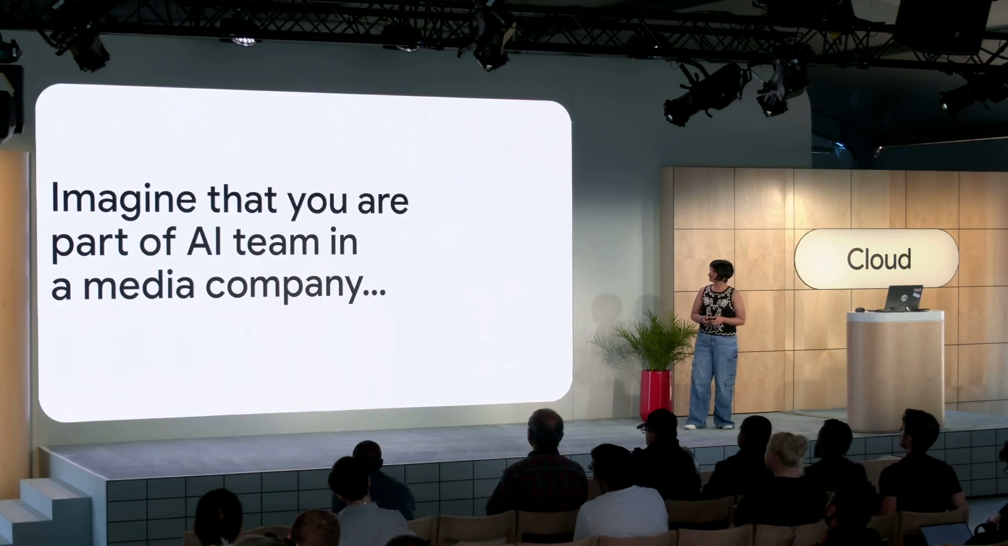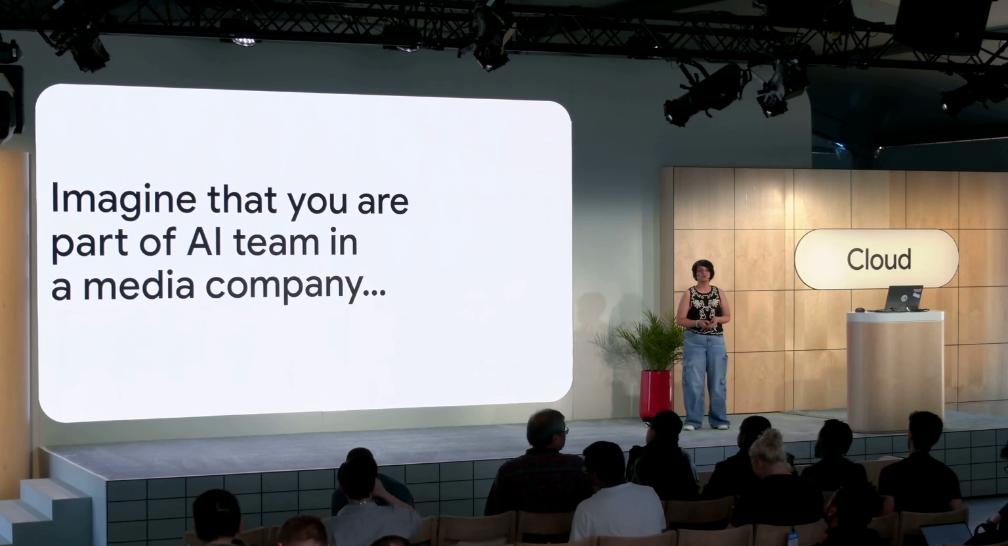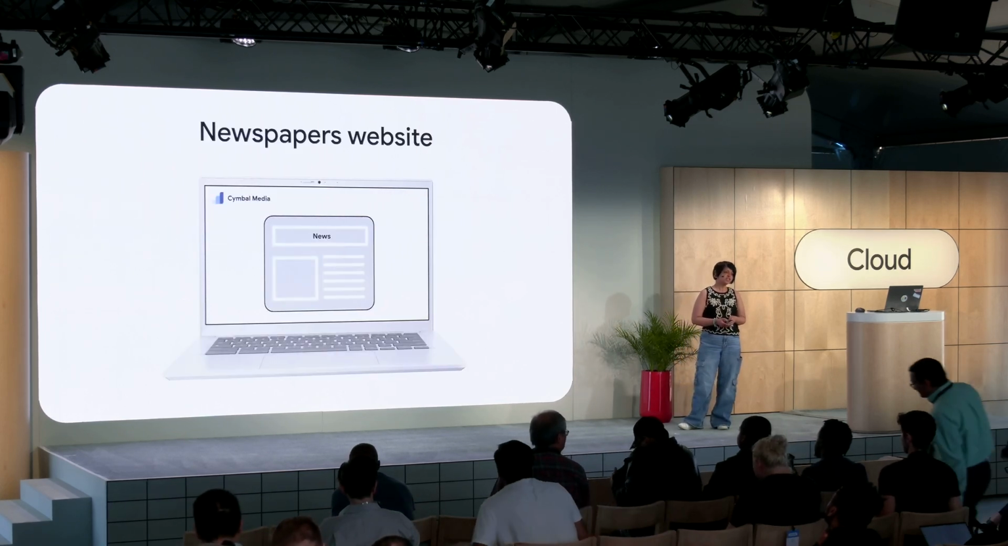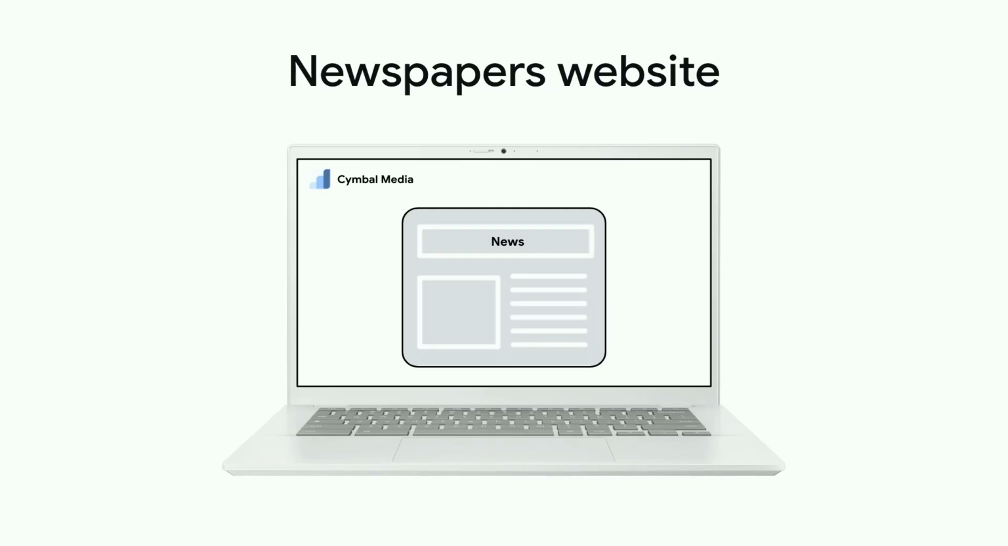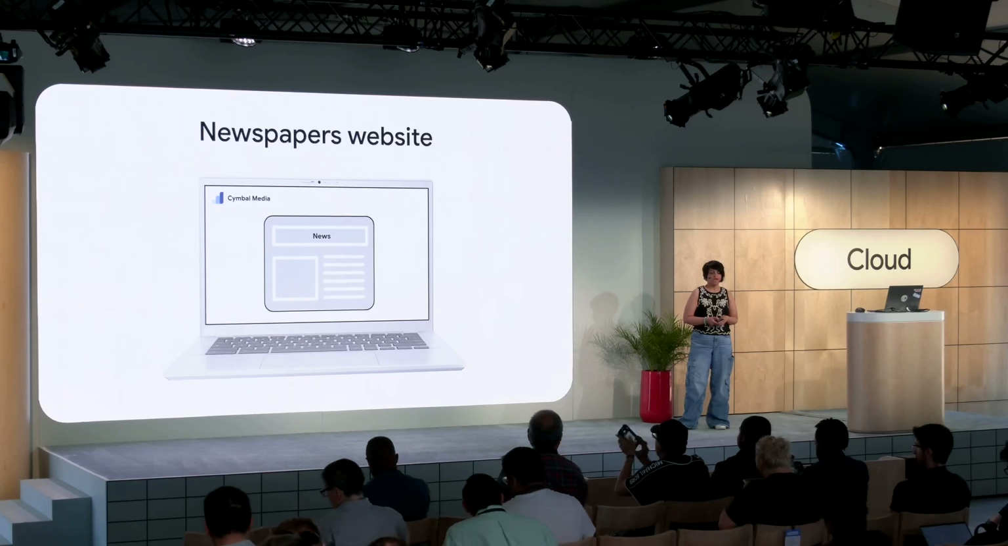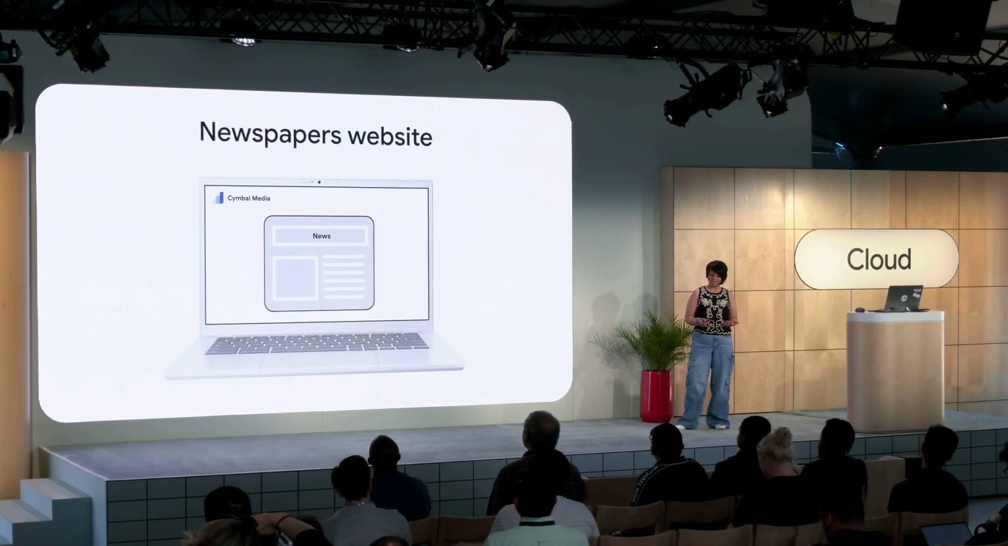Great. So imagine that you're part of an AI team in a media company that works with Google Cloud. Within your media company, you have online newspapers that represent a core part of your business. They have enabled your company to generate revenue from various sources, such as subscriptions, advertising, and sponsored content. However, there have been some recent concerns about customer satisfaction related to one of these new online newspapers.